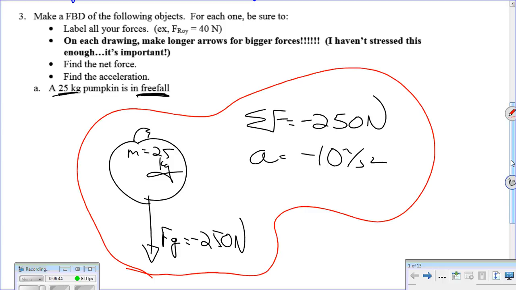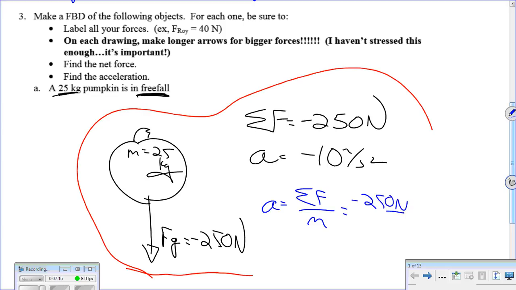Any problems with this one? Yes? How did you get the acceleration was -10 meters? So, a couple ways. First of all, I know it's got to be -10 because it's in free fall. Now, if you weren't sure of that, you could calculate it. This would be a little bit silly, but there's no reason why you couldn't do it. Remember, acceleration is net force over mass. So your net force is -250. Your mass is 25 kilograms. Divide it out, and you get -10 meters a second squared.